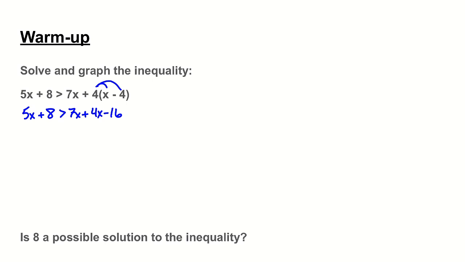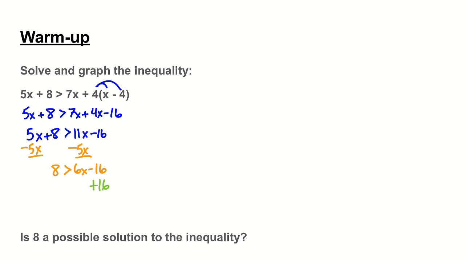Now on the right-hand side, I can combine my x terms. So on the left, I still have 5x plus 8 is greater than 7x plus 4x, that's 11x, minus 16. I can move my x terms to either side of the inequality. It doesn't really make any difference at all. I will subtract 5x so that I have 8 is greater than 6x minus 16.